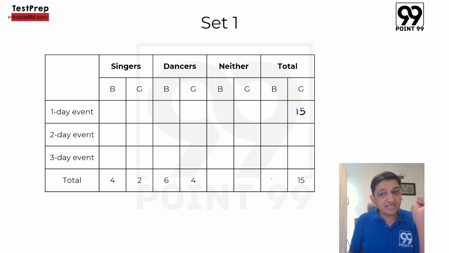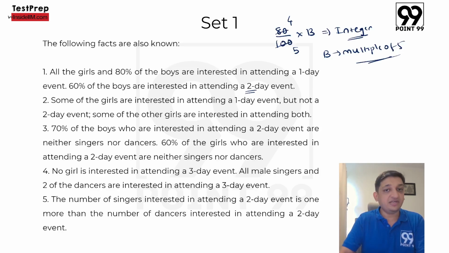We also know that the number of boys, अगर मैं यहाँ पे x ले लेता हूँ, I know that 0.8x or 80% of x, that is the number of boys who will be interested in a 1 day event. ये मेरे को समझ में आ गया from this point. Now because we have used this point, I just put a tick in front of this. We also know that 60% of the boys are interested in attending a 2 day event.